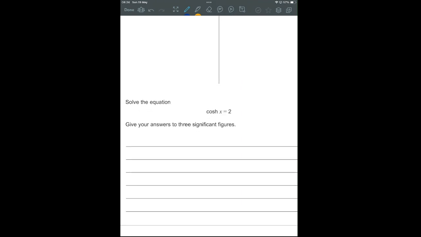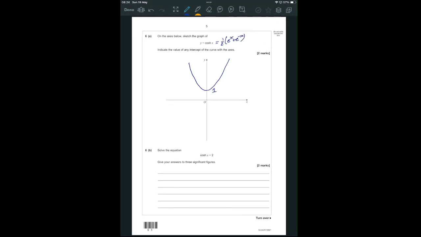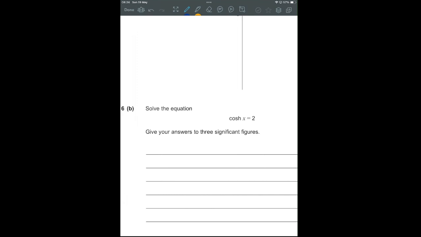Solve the equation cosh x equals 2. Give your answer to 3 significant figures. Now I'm going to check the number of marks here. If it was more marks, I'd have to do this by hand. Because it's so few, I'm actually just going to look in the formula book, because I know there is one.